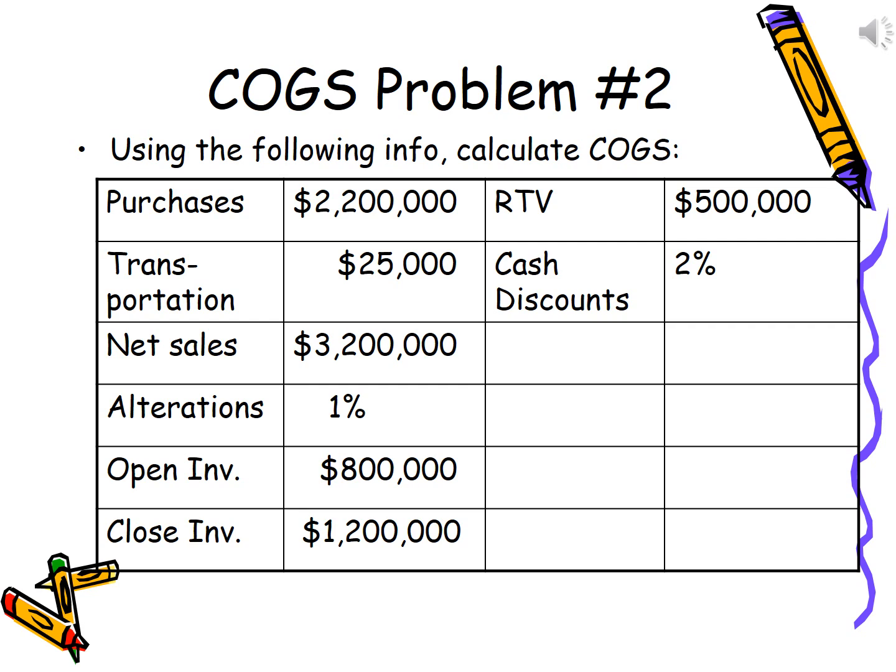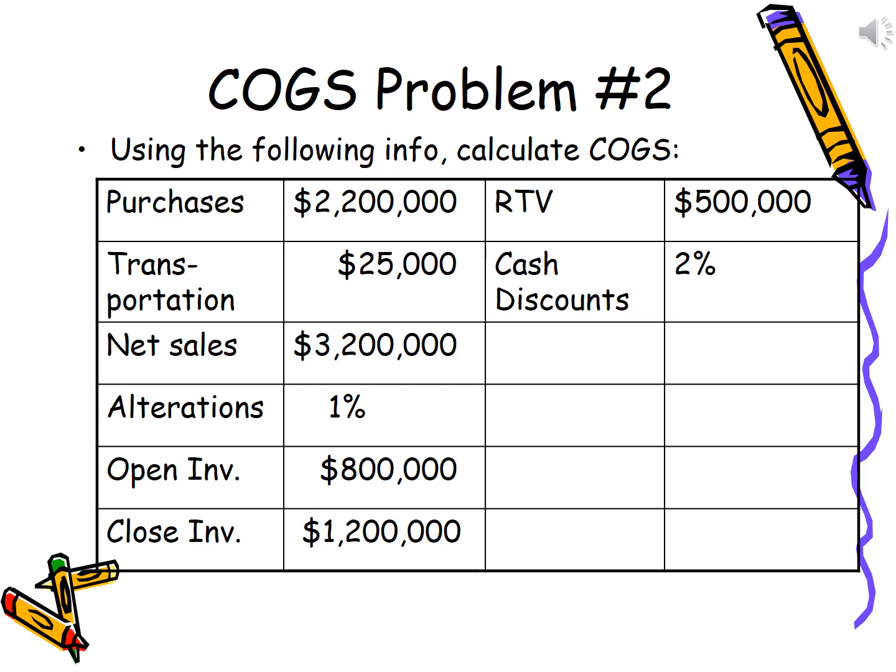Alterations are given in a percentage number. Now 1% of what would be the alterations? Well, I said earlier, alteration is the only exception, right? So alteration is 1% of net sales. Here we go. We can use that net sales figure we just saw, $3,200,000, to calculate our alteration in dollars. 1% of that $3,200,000 will be alterations, right? And opening inventory, closing inventory, returns to vendor, cash discount are all elements of cost of goods sold that we need to think about.